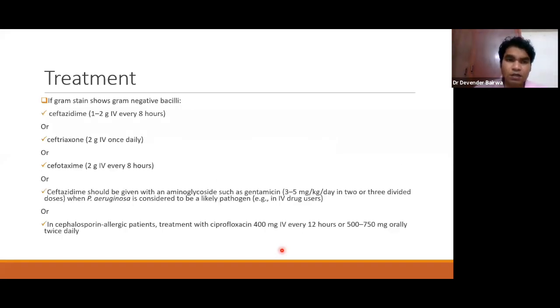If your Gram stain is showing the presence of Gram-negative bacilli, then you can go with ceftazidime, ceftriaxone, or cefotaxime, and these all can be used. Ceftriaxone should be combined with an aminoglycoside such as gentamicin or other drugs if you are considering Pseudomonas aeruginosa as a likely pathogen. For example, in IV drug abusers, Pseudomonas is very common. So in those cases, you can combine ceftriaxone with one aminoglycoside.